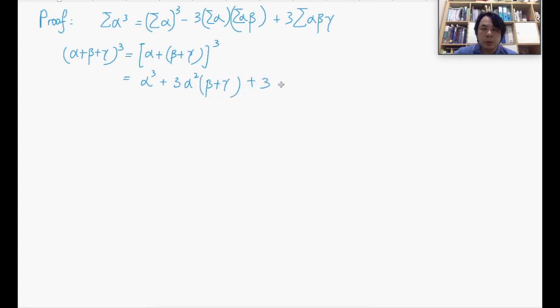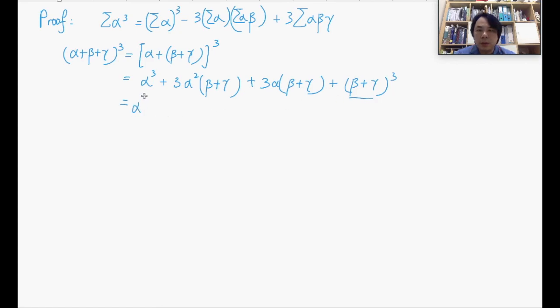And then after that we'll have this, 3 alpha. I think this is much easier. And then after that we have this one here. Okay. Right. Now thereafter we can further expand this section here.